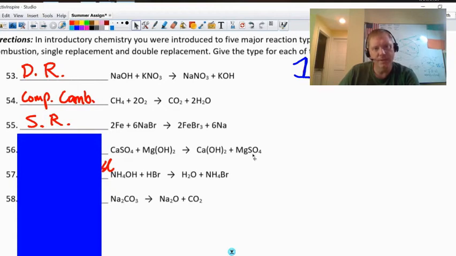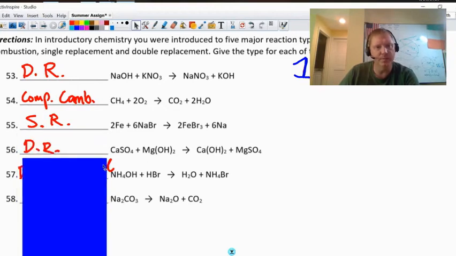We have two compounds making two new compounds. This must be a double replacement. I have a compound and a compound making two new compounds. This must be a double replacement.